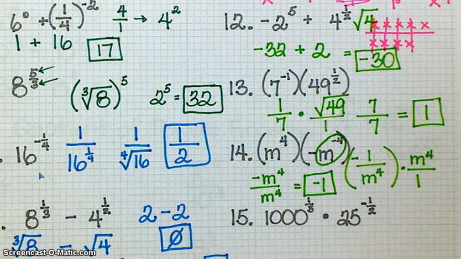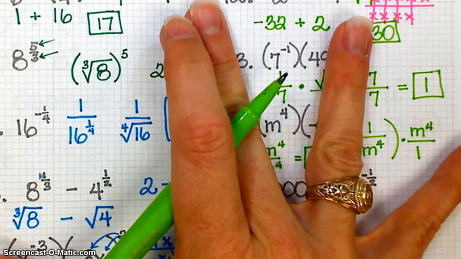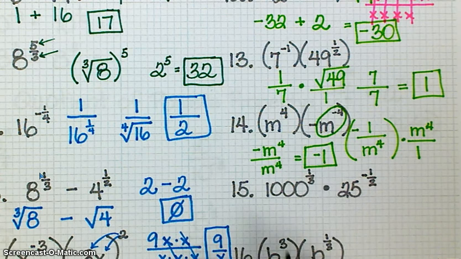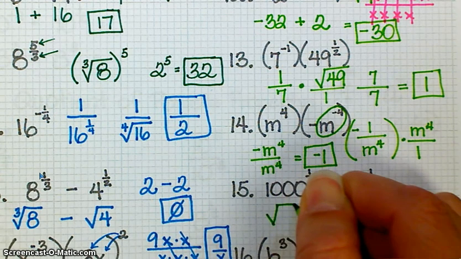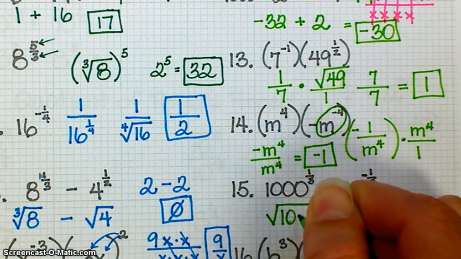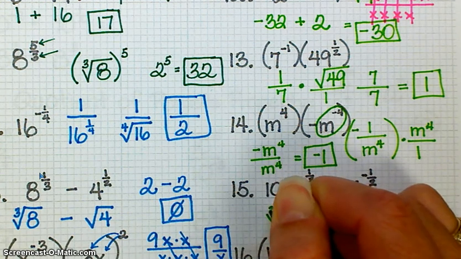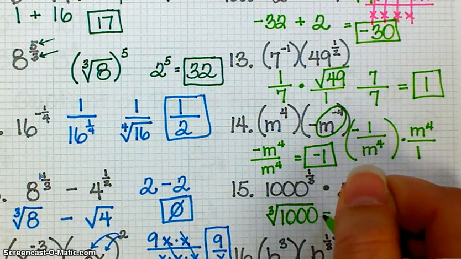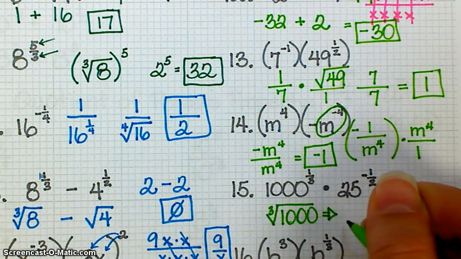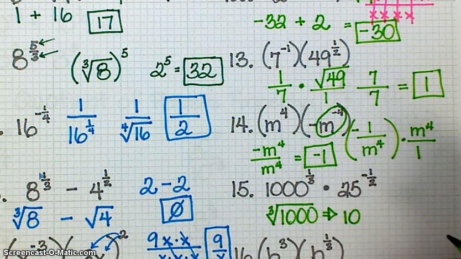All right, 1,000 to the negative, no, not negative, 1,000 to the 1/3 power. That's the same as saying, please take the cube root of 1,000. The cube root of 1,000 is 10. Because 10 times 10 times 10 gives you 1,000.